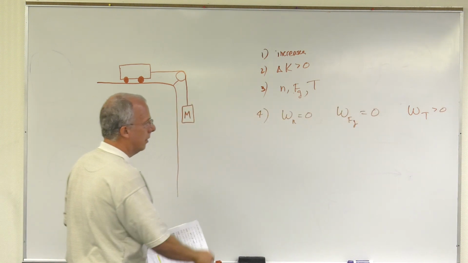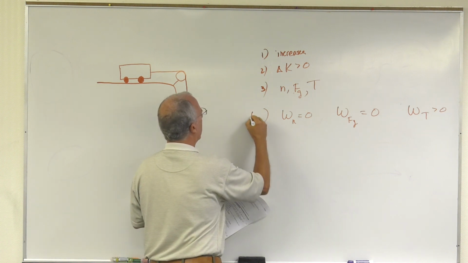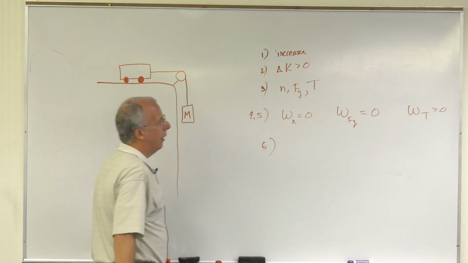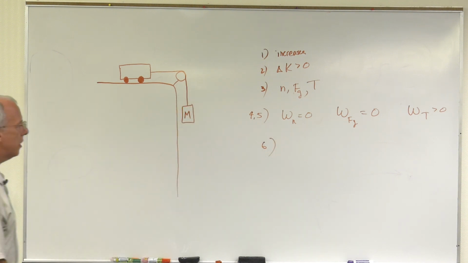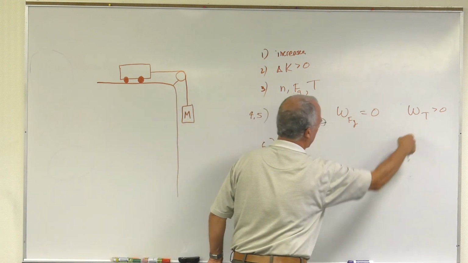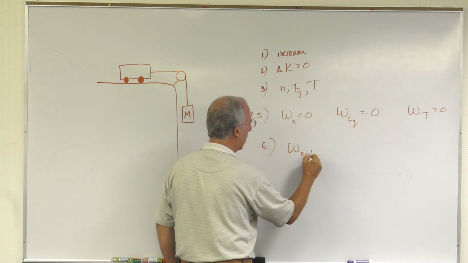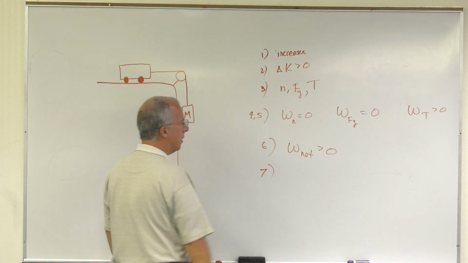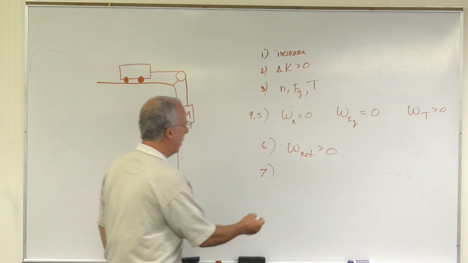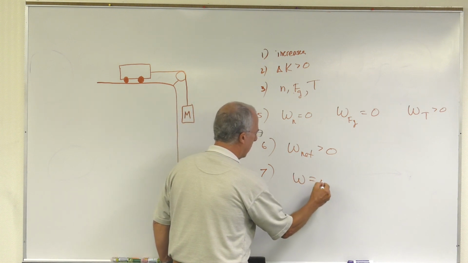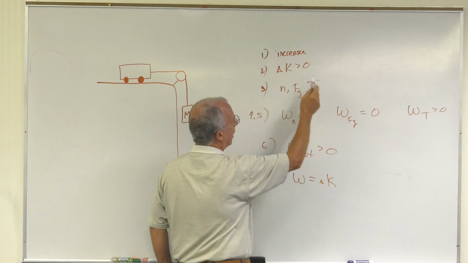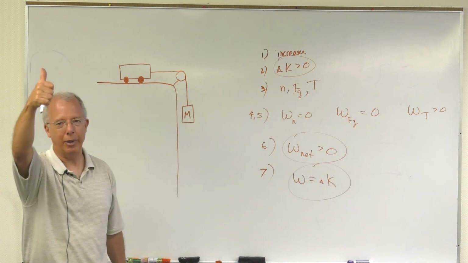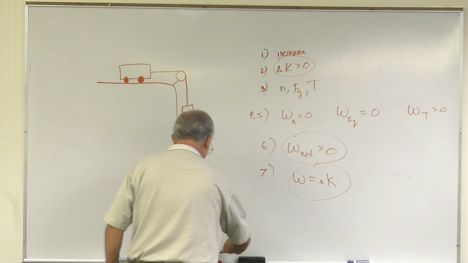We explained it already, so 4 or 5. Okay, 6. Is the net work positive, negative, or 0? Well, that's 0, that's positive, so the net work is greater than 0. 7. Does that agree with delta K? Remember, there's the equation. So we have delta K positive, and the work is positive, so yes, it agrees. That's all. Hopefully that made some sense.